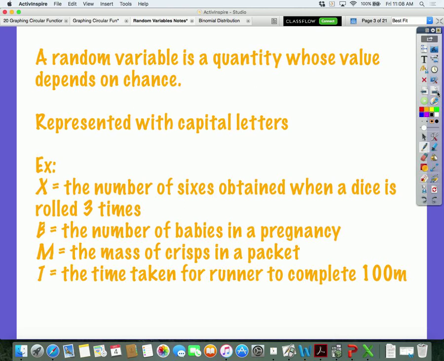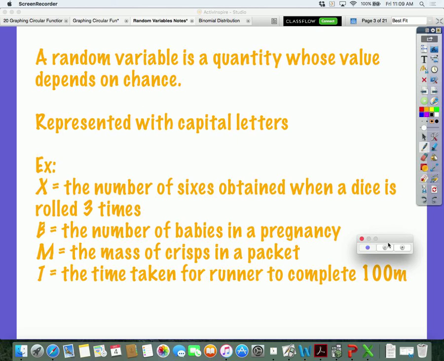Such as, X is the number of sixes obtained when the dice is rolled 3 times. B, the number of babies in a pregnancy. M, the mass of crisps in a packet. T, the time taken for a runner to complete 100 meters. So on and so forth, okay? So they're represented with capital letters. So basically with random variables, you're going to be finding the probability of these different types of situations.